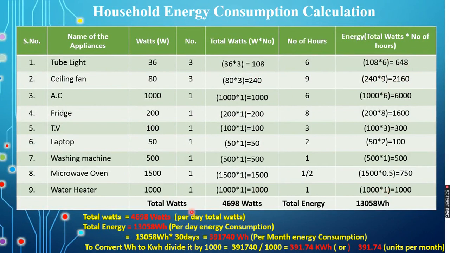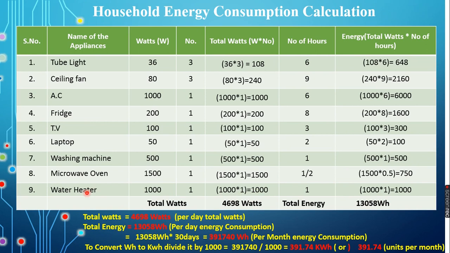Okay, here we are going to calculate the total watts. How to calculate the total watts? Here you can see we have calculated the total watts for all these 9 appliances, and we have to add all these total watts, that is 108 plus 240 plus 1000 plus 200 plus 100 plus 50 plus 500 plus 1500 plus 1000. We are getting around 4698 watts as our total watts for all these appliances.